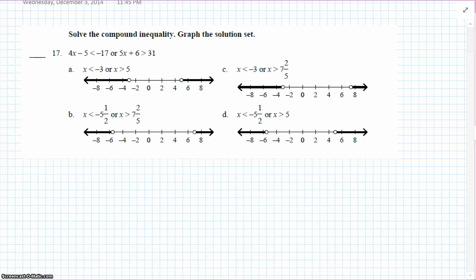Okay, number 17. Solve the compound inequality. There's an OR statement. So I've got 4x minus 5 is less than negative 17, or 5x plus 5 is greater than 31.